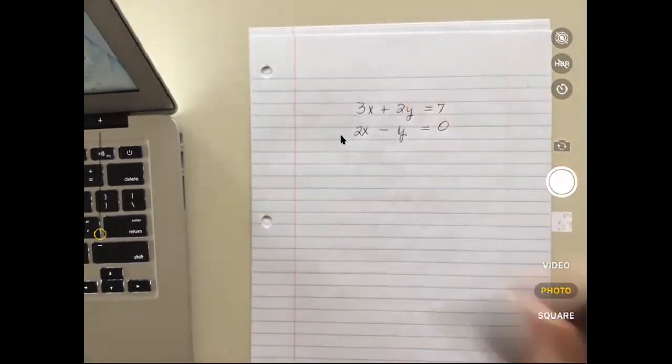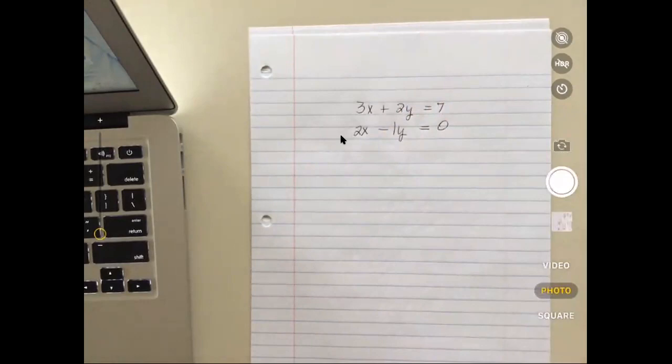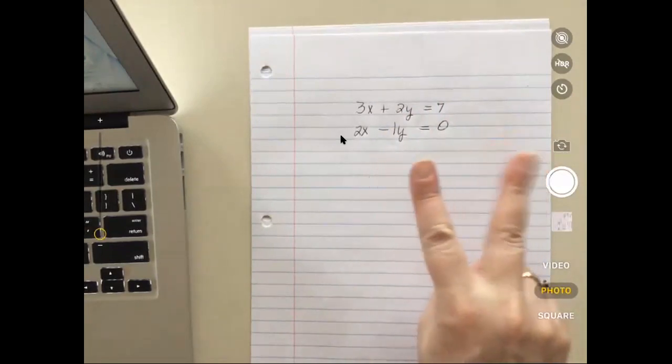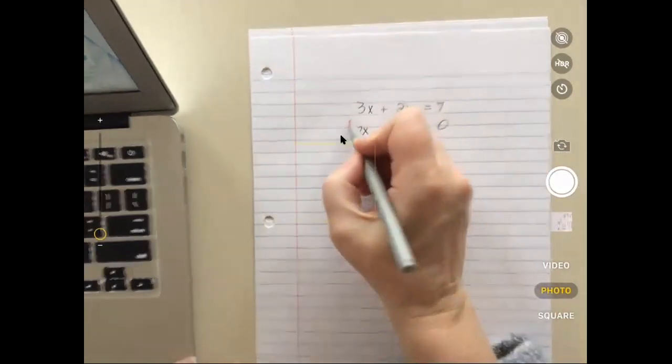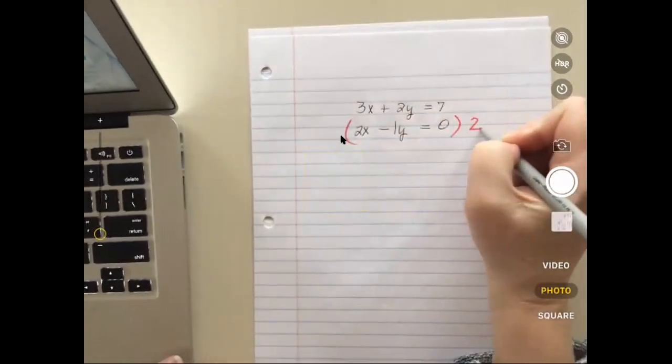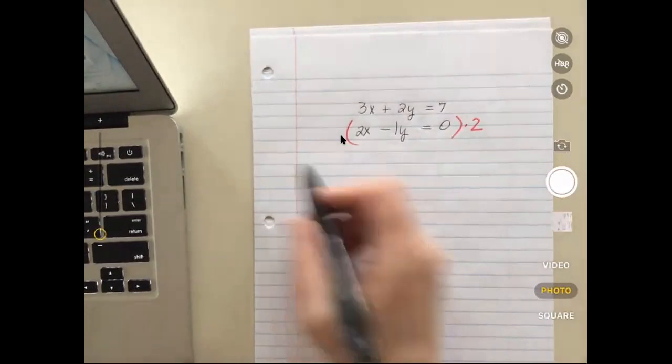But I'm going to look over here at the y's. Look at the one on the bottom. It's got a -1. Can you make a -1 into a 2 by multiplying? Could multiply by 2, right? If I take the whole bottom and multiply by 2, the y's will eliminate, because look what's going to happen.